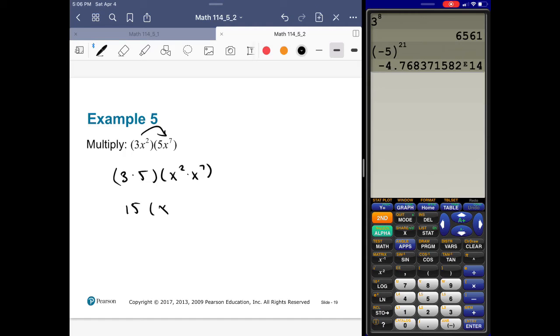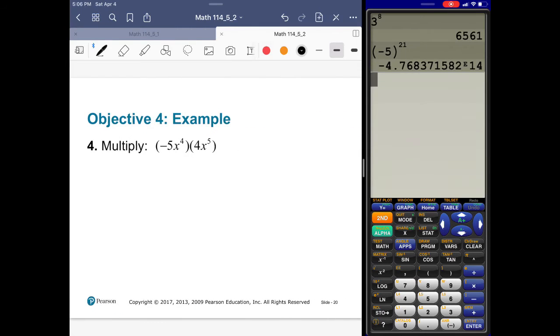3 times 5 is 15. We have the same base. That means the exponents will add. So we have 15x to the 9th.